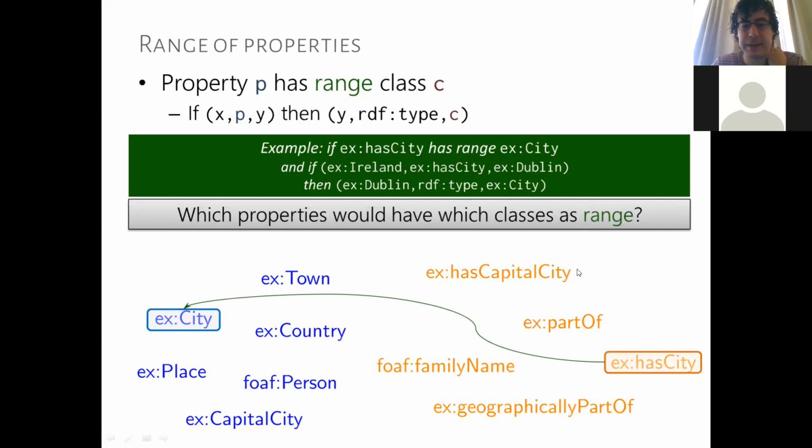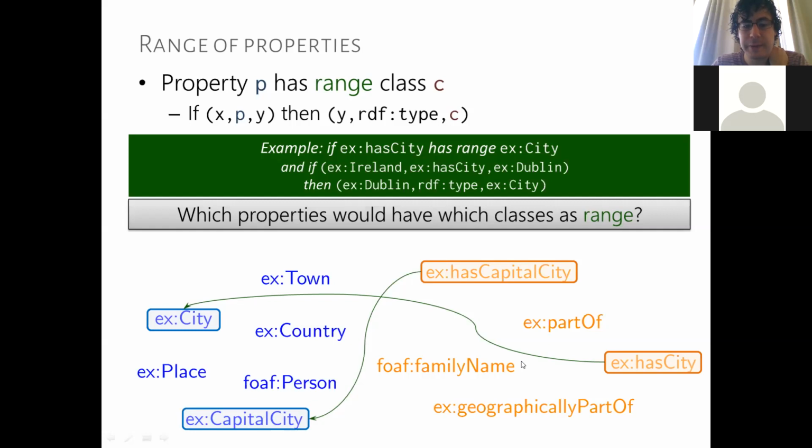Let's look at has capital city here. If we look and we think, what is the range of has capital city? Can we infer a type for the objects of this property? We could imagine that the objects of this, the values of this property, let's say, are capital cities, right? So we can define the range here.